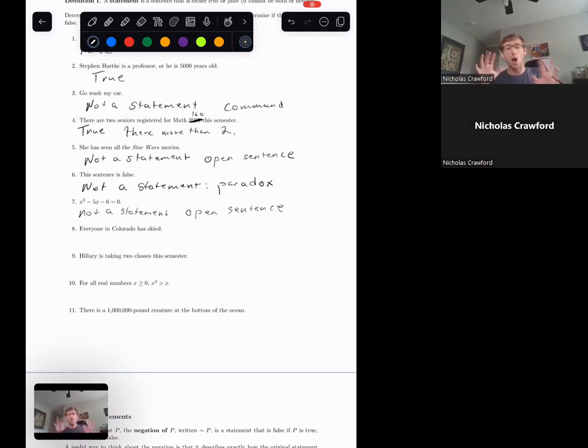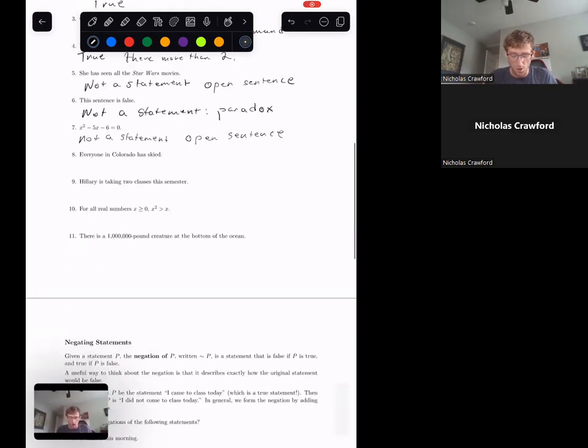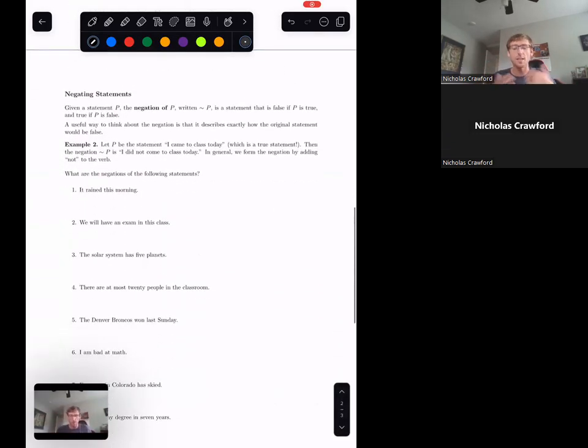Okay, so now that we've talked about statements a little bit, right? We want to talk about this thing called the negation of a statement. Okay, the negation symbol is this. Okay, it's this little tilde here. You may also see something that looks like this. That could also be negation. So just keep that in mind, depending what book you use.